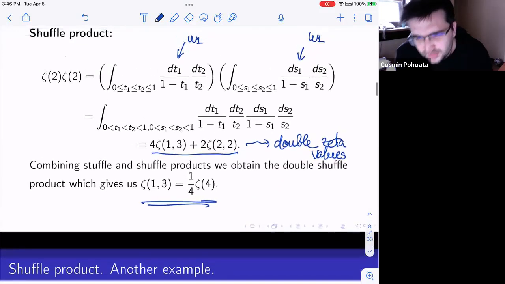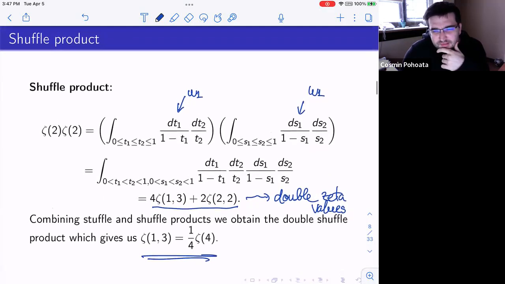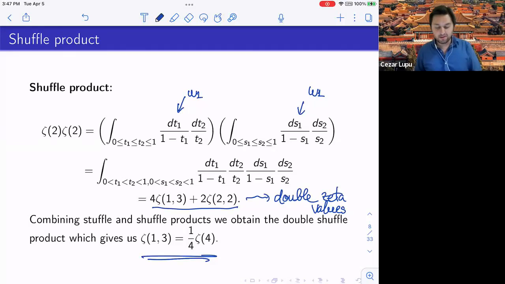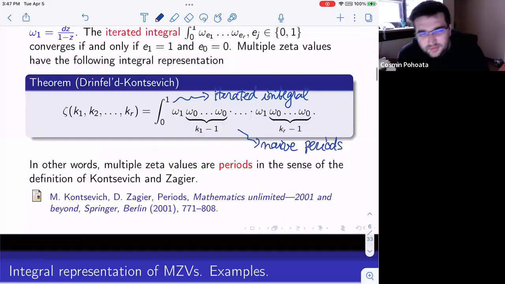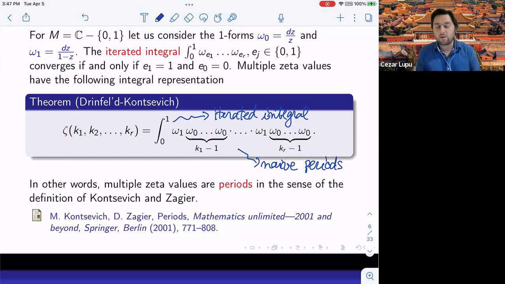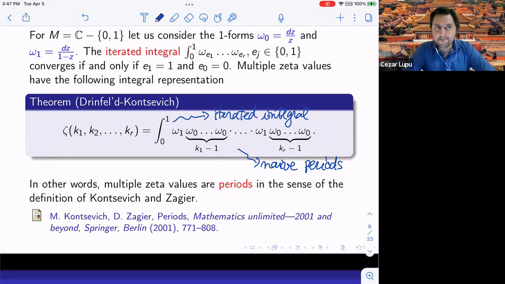Sorry, Cezar, is this how this identity is proven in general? This Drinfeld-Kontsevich, you have these operations, stuffle product, shuffle product, and you do some kind of induction? You mean this identity here? Yeah, the original theorem. Does it have an elementary proof? So yes, it does. But the proofs that I know are in terms of polylogarithm functions, special functions. So you cannot really get it just by some naive induction on the sum of k1 plus k2 plus kr and some identities like this? Not that I'm aware of. I don't think you can avoid the polylogarithm.